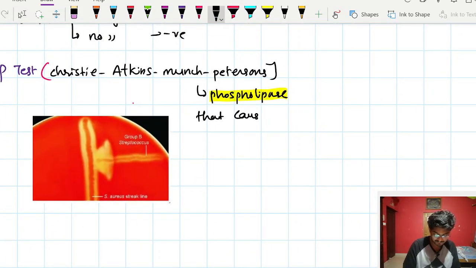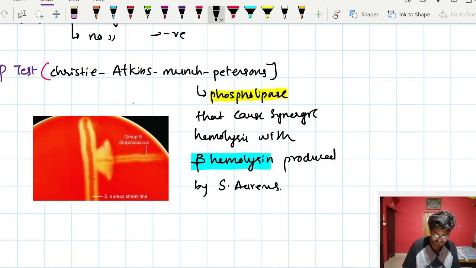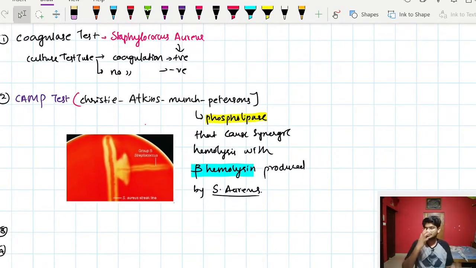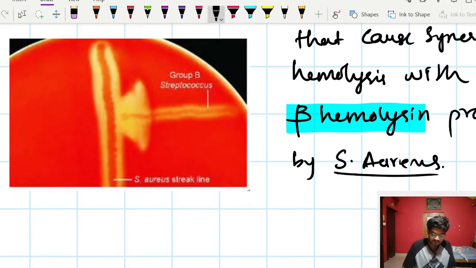That cause synergic hemolysis with beta hemolysin produced by Staphylococcus aureus. Okay, so what is meant by that is, you see, this is the Staphylococcus aureus. You see this is a streak of Staphylococcus aureus.